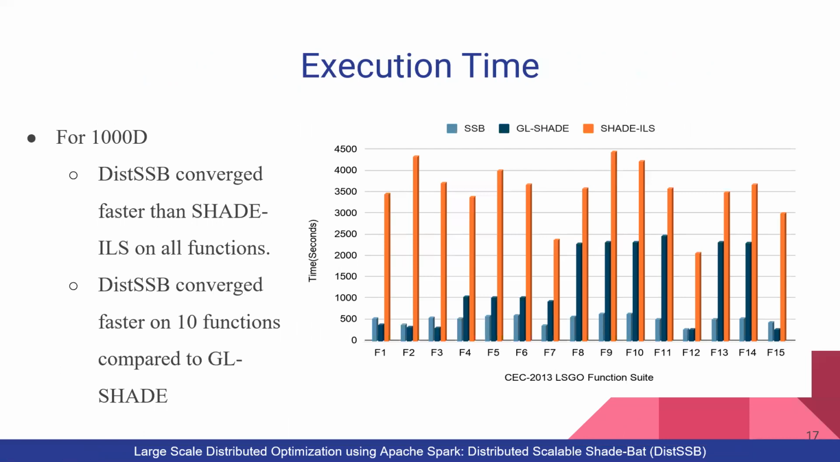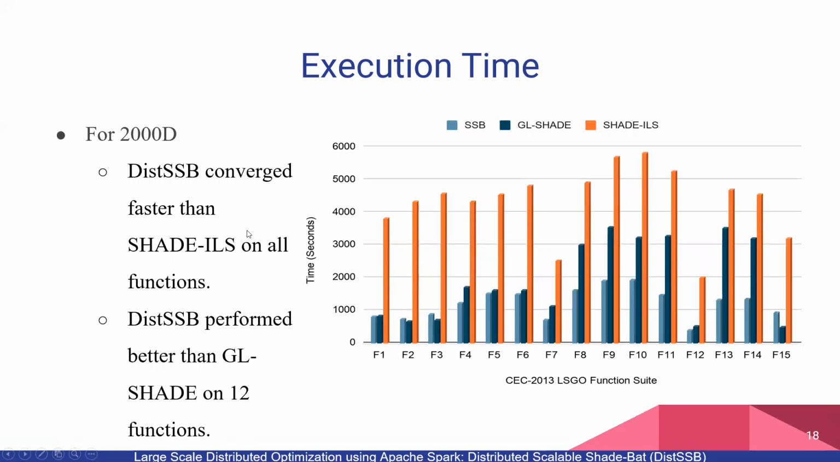We have performed experiments to analyze the execution time for 1000 and 2000 dimensions. The results show that distributed SSB outperformed SHADE ILS for both dimensions. However, our technique is better for most of the functions compared to GL SHADE.